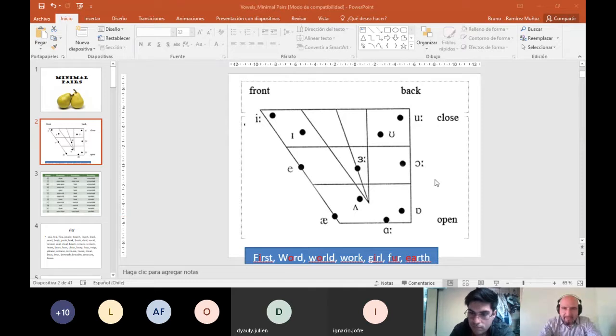Okay, so we were discussing the position of the tongue when we produce the sound. Front or no, back, back, as you can see here. Middle.